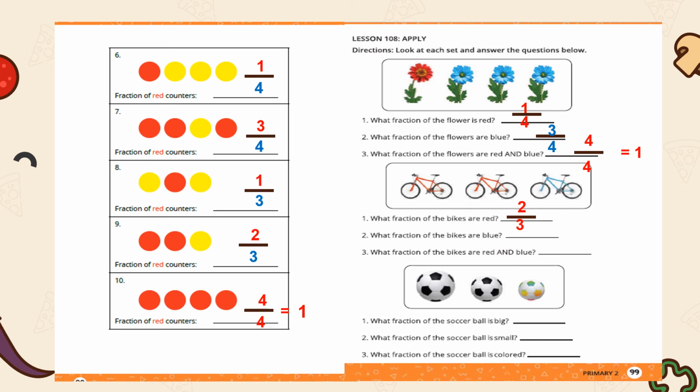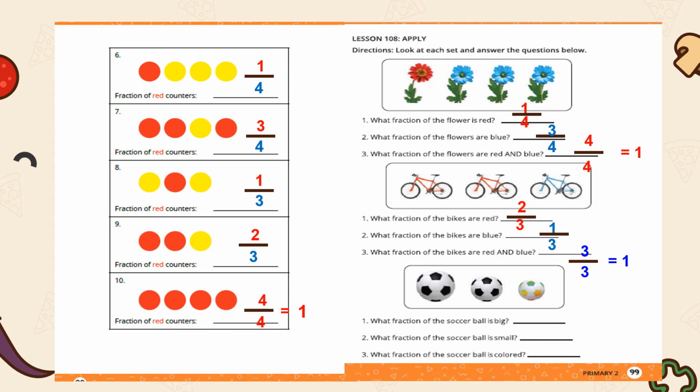Number 2. What fraction of the pipes are blue? The total are 3 and just 1 blue. So the fraction is 1 over 3. Number 3. What fraction of pipes are red and blue? He needs the total are 3 and red and blue they are 3. So the fraction is 3 over 3 equals 1.